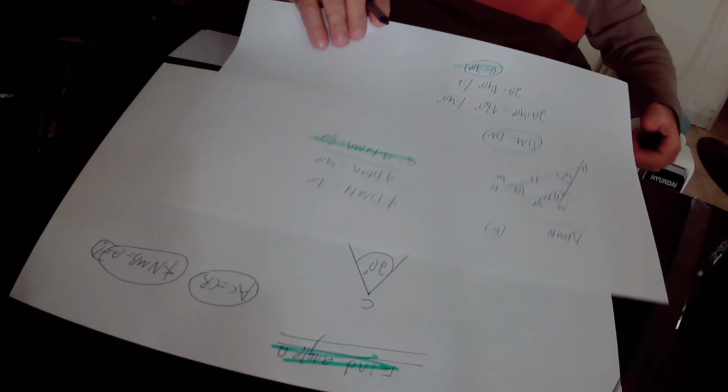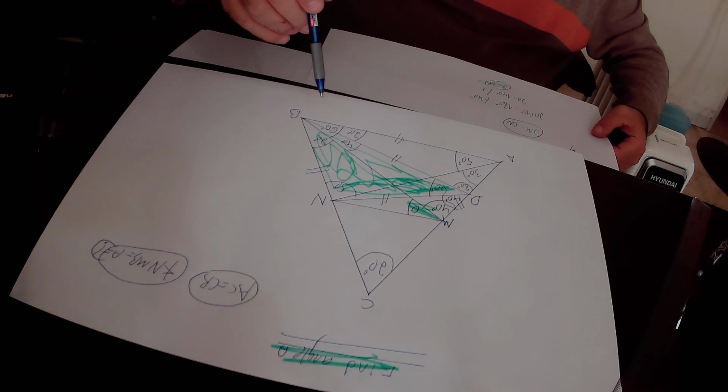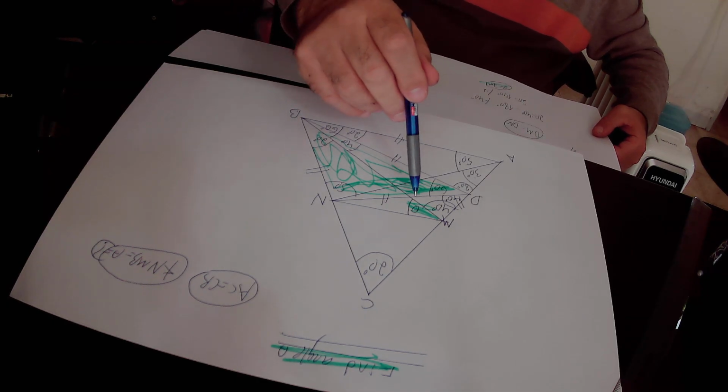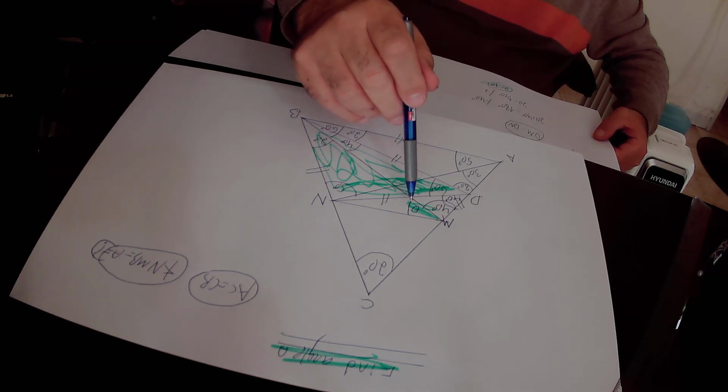Okay, so we finally found out that the missing angle BMN, which is equal to angle theta, is equal to 30 degrees in its size.